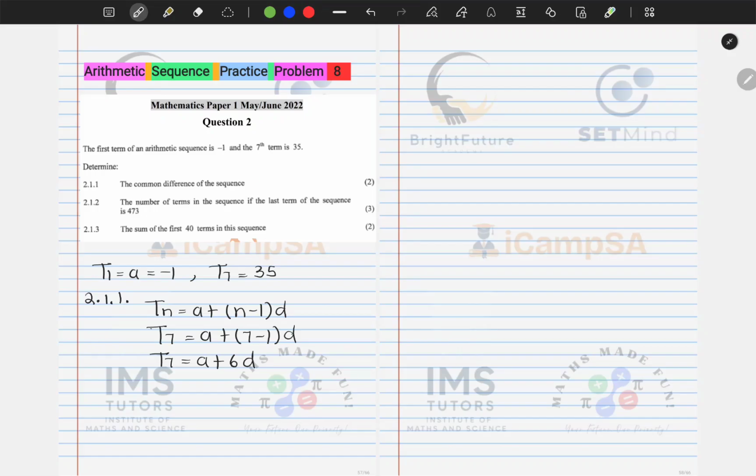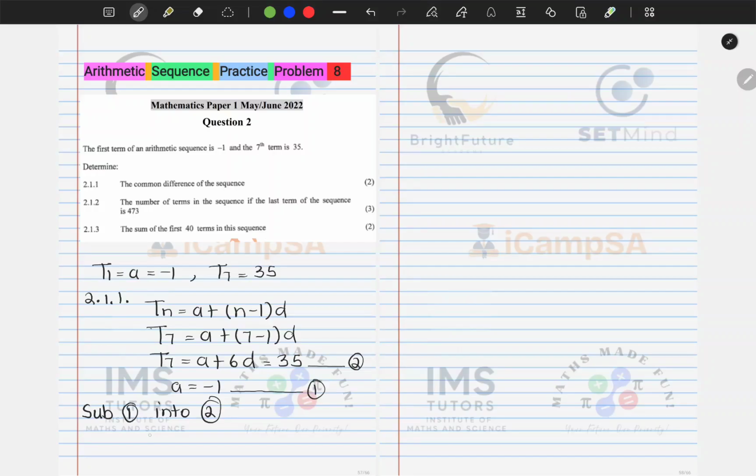But we are told that T7 is 35, so we have 35 here. We can call this equation 2. And equation 1 essentially becomes a. Remember that we're given that a is -1, so that becomes your equation 1. Since we have a, we can sub equation 1 into equation 2. That will allow us to find the difference.